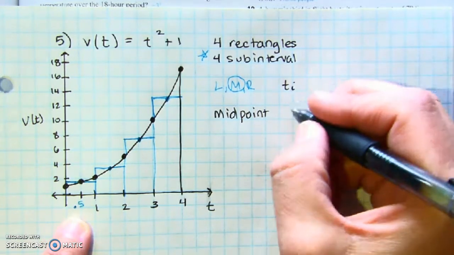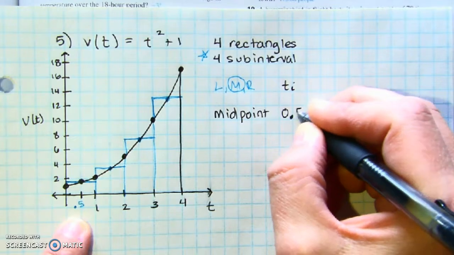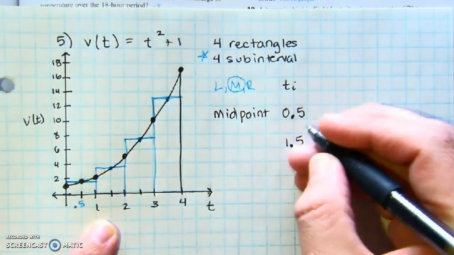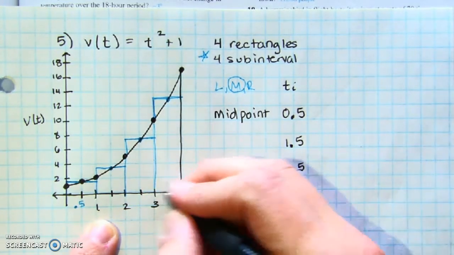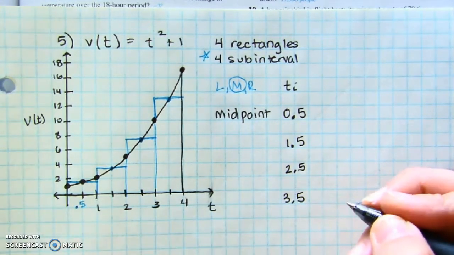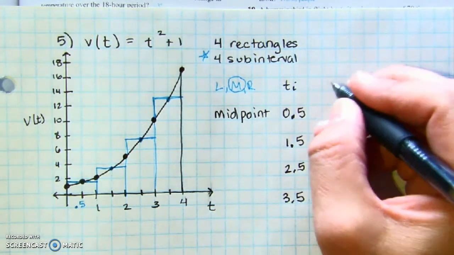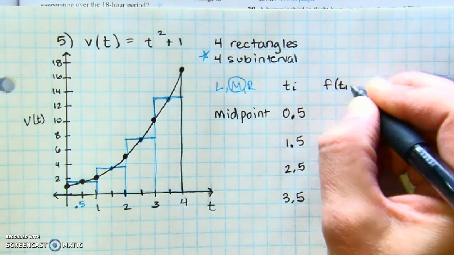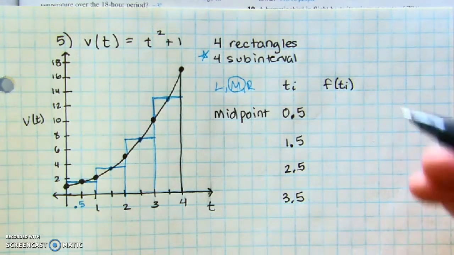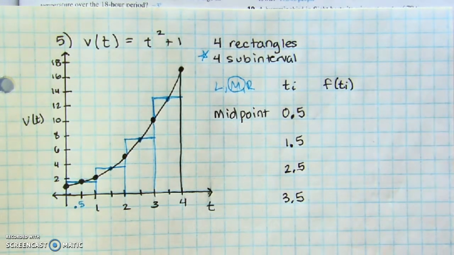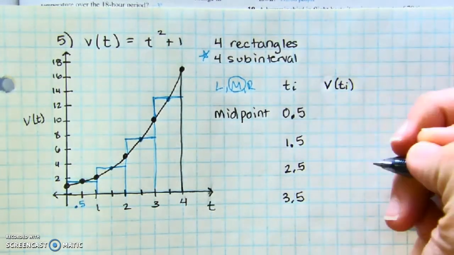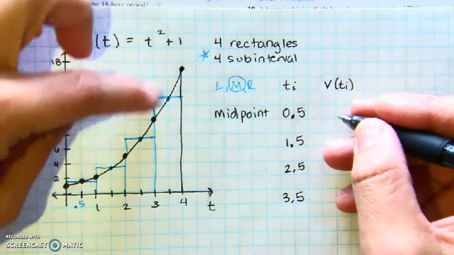So the first time we're plugging in is 0.5, and then this one in the middle, 1.5, and we'll plug in 2.5, and then halfway between 3 and 4 is 3.5. Okay, then the next column will be F of those times. So Ti means T1, T2, T3, T4. So now we're going to find F of, well, shoot, should we make this real official? Isn't this V? Yeah, V of T. So that's going to be the height of this, okay?